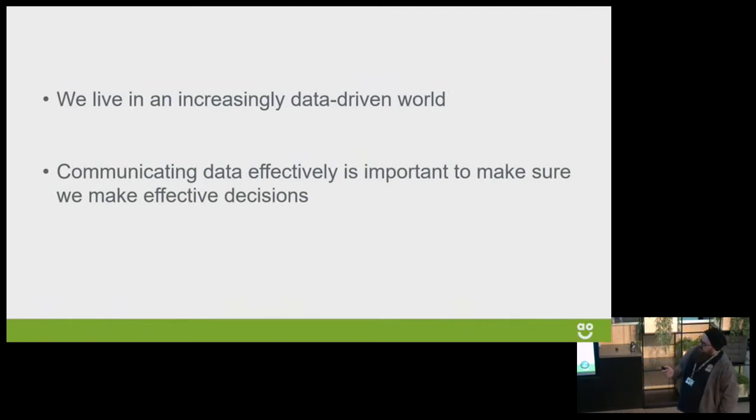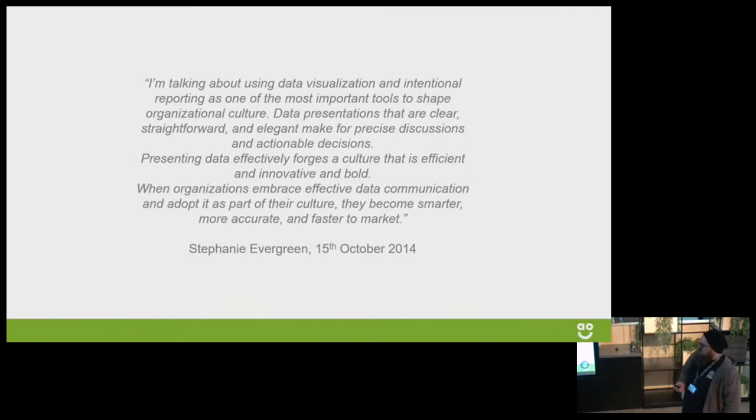So this is a quote by a lady called Stephanie Evergreen. She's a data visualization consultant, writes a really, really good blog. I'll not read it out to you. I'll just give you a few seconds to take that in. But what she's getting out there for me is that effective data visualization gives you the opportunity to have the edge over your opponents and your competitors. If you can do data visualization really, really well, you can make sure that you are making these decisions quicker and getting to market faster, and really give you that advantage.